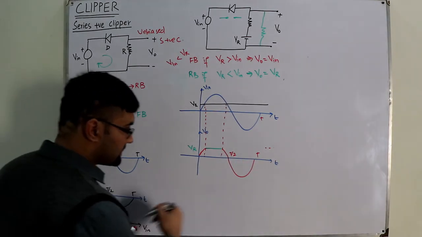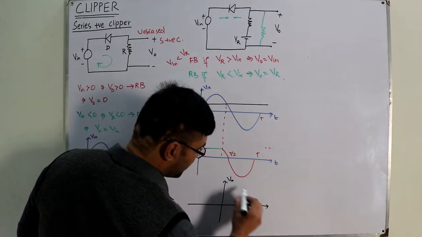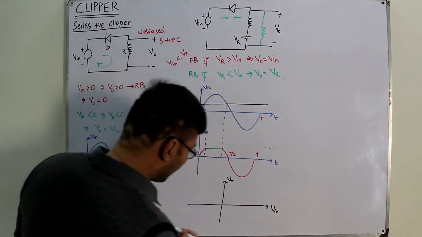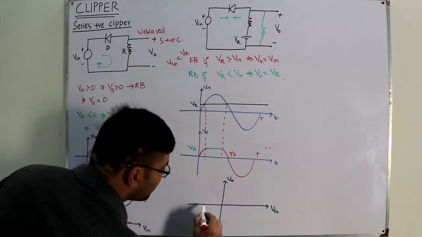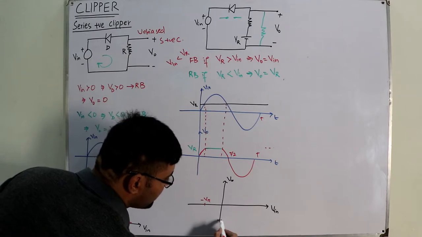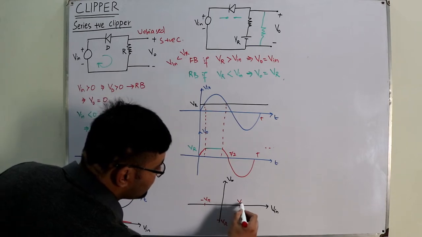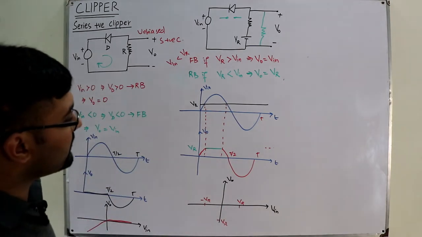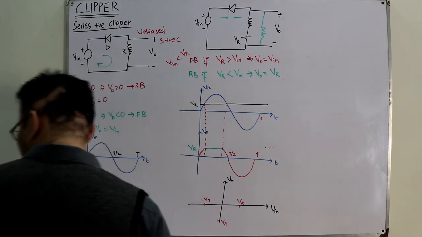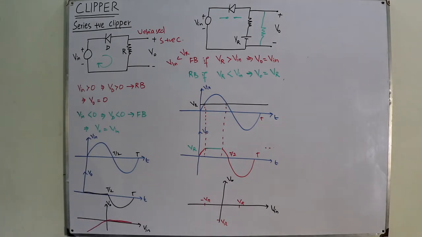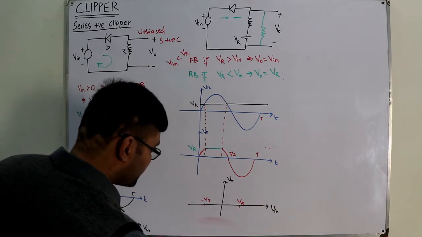Okay, the transfer characteristics. Transfer characteristics is the output quantity versus the input quantity. In our case, we have voltages. So when the input voltage is less than VR, let's say we have a positive VR here, that's not a big deal, the output is equal to the input. Let me remove this so that we have a clear graph.